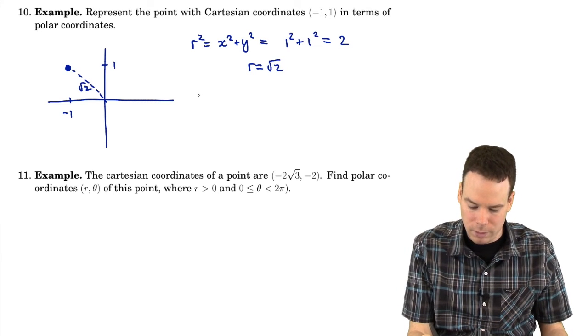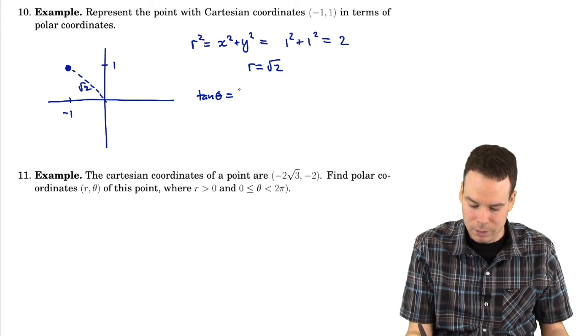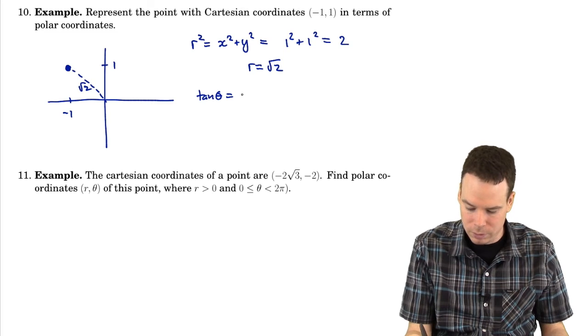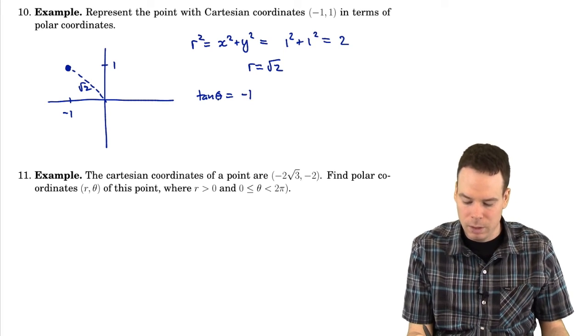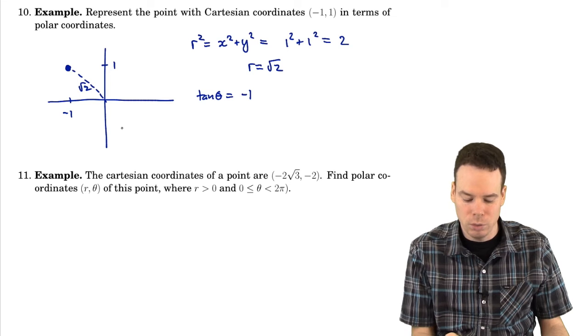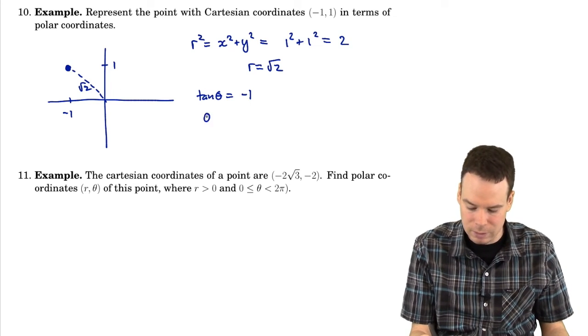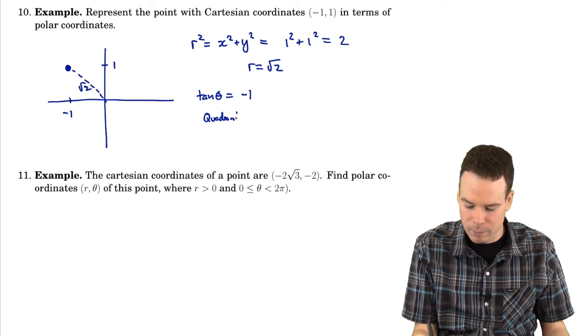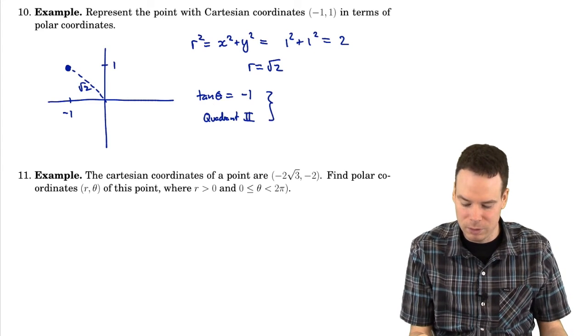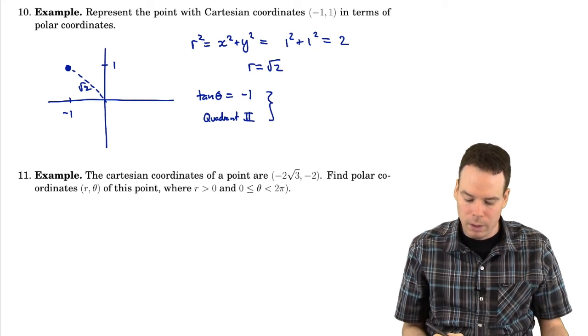What about our theta value? Well, we have tan of theta is y over x. Y is 1, x is -1. So tan of theta is -1. There's multiple theta values that have tangent of -1. They live in either quadrant 2 or quadrant 4. In terms of this diagram, I'm interested in the ones that sit in quadrant 2. And in particular, I probably want the first one, the smallest theta value that gets me into quadrant 2. How do I get that?